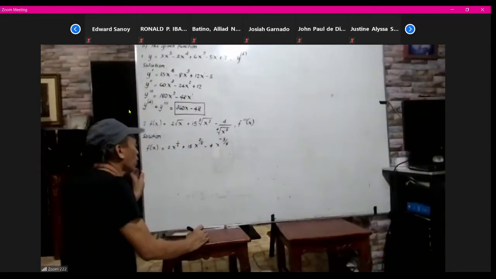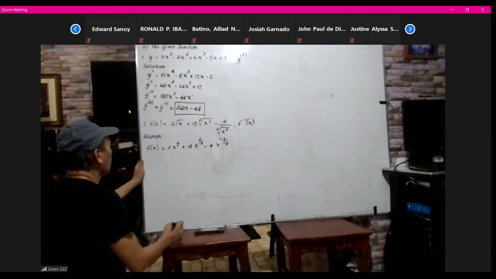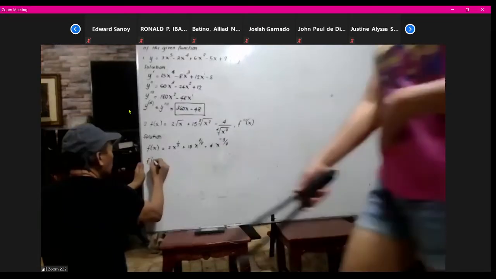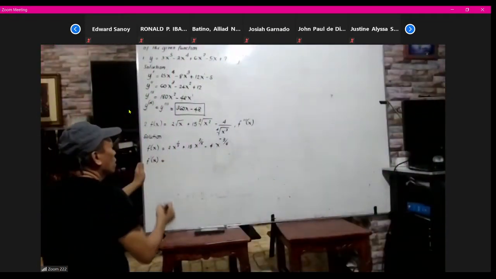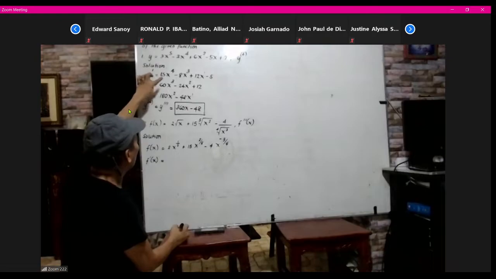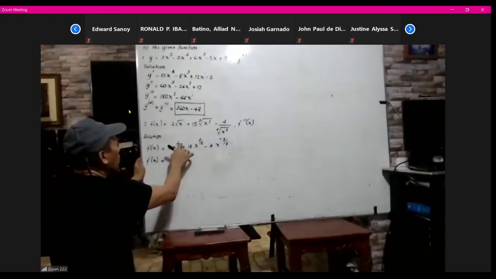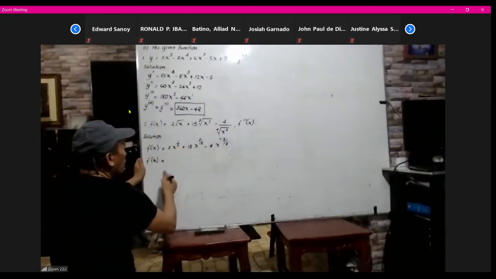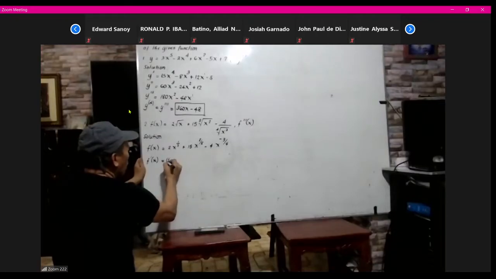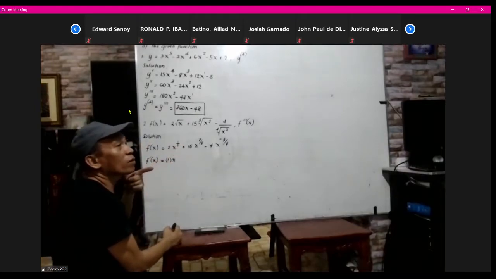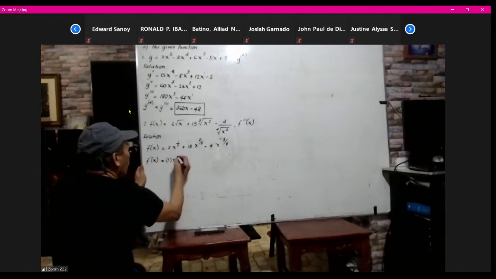I-derivative. Okay? So kailangan natin ang tatlong derivative. So unang-una, the derivative of the function of x. Okay? So, the same procedure na ginawa natin, yung numerical coefficient, i-multiply natin sa power. Okay. 2 times 1/2. The answer is 1. Okay. Then, x raised to 1/2 minus 1. So, ang sagot natin ay negative 1/2.